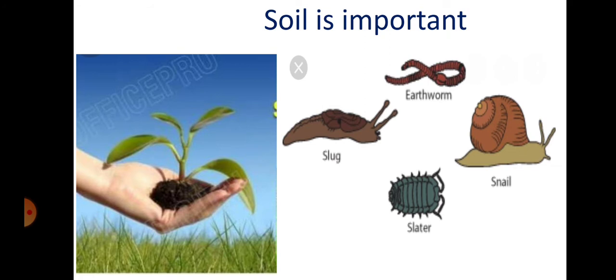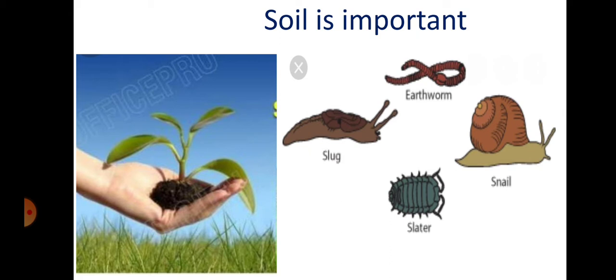Soil is important. Why is soil important to us? See, plants grow in the soil. So we all are depending on the plants. We all are means who? Human beings, animals, birds, insects. We all are depending on the plants for our food.